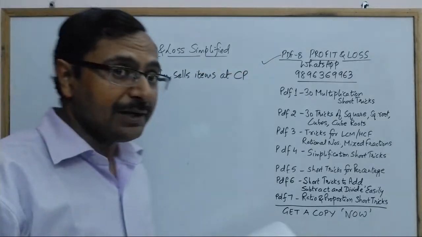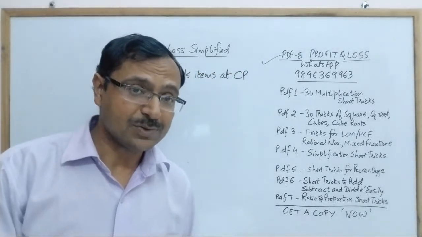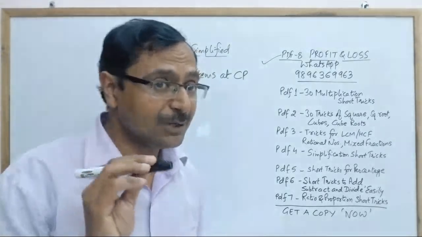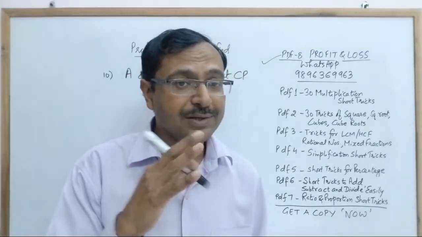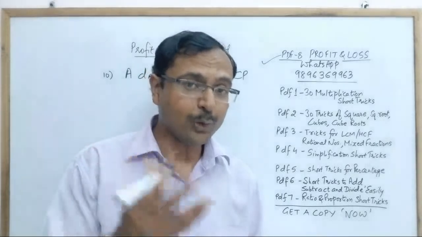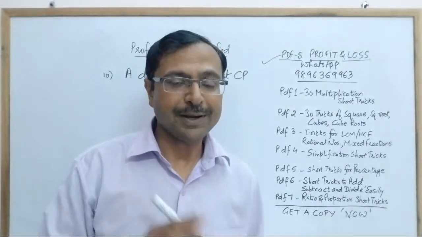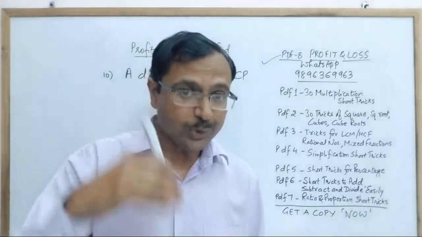See, he is selling the items at cost price. So what happens if he is selling the items at cost price? That means he is not gaining anything. But how is that possible? The shopkeeper has to gain something, right? And how is he gaining that?